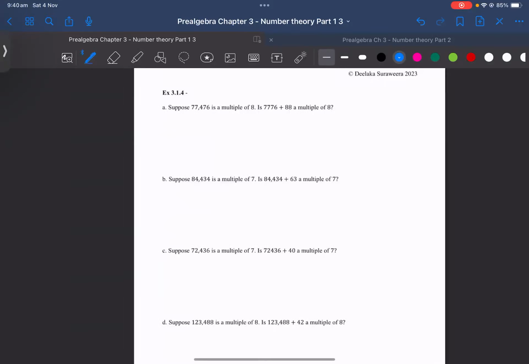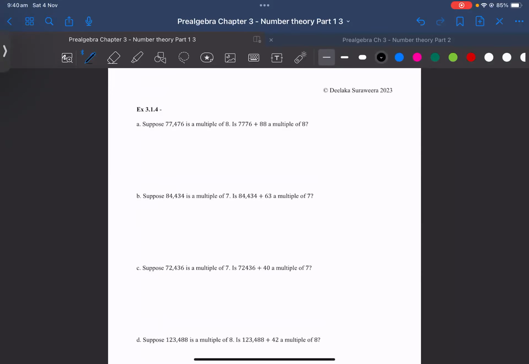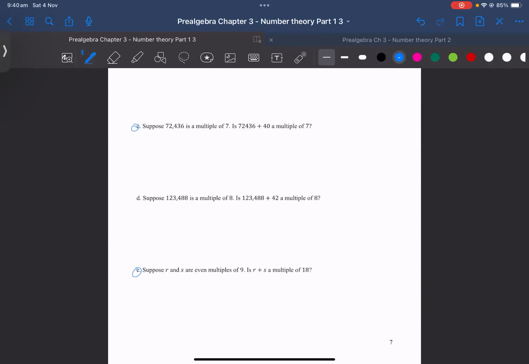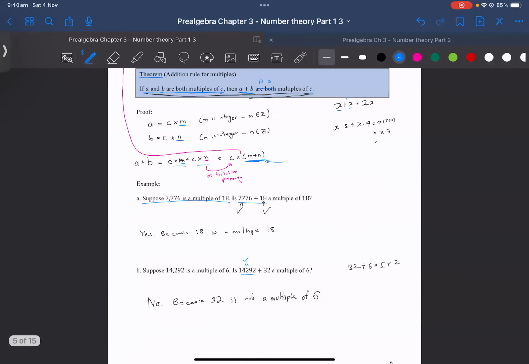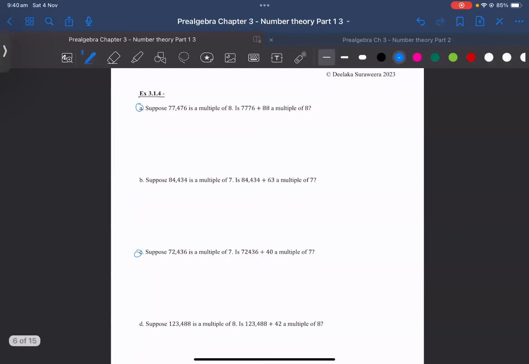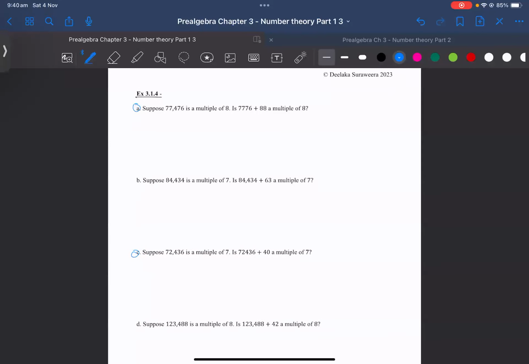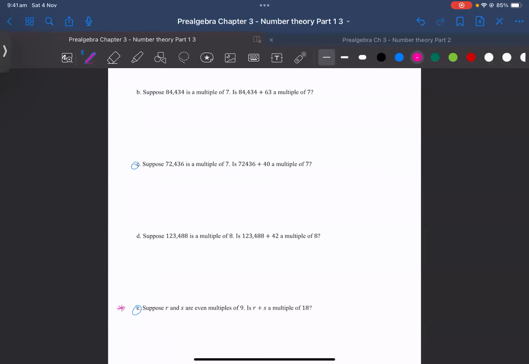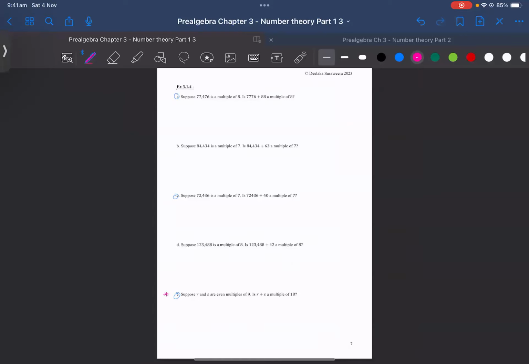All right, we'll go to example 3.1.4 now. And I want you guys to do A, C, and E. So it's very similar to what we did here in the example. It's very similar to the last one, but E is a little bit of a trick, but it's nothing too crazy. It's a little bit more challenging, but it's not too bad.